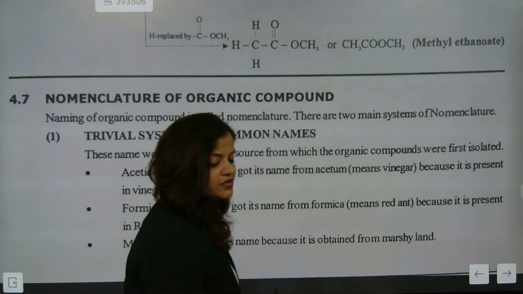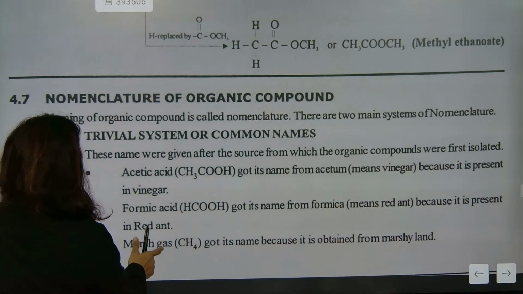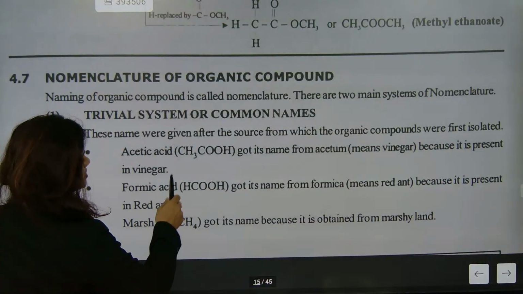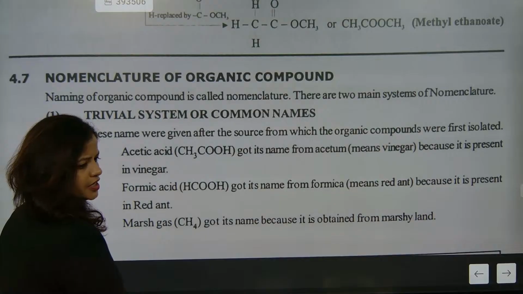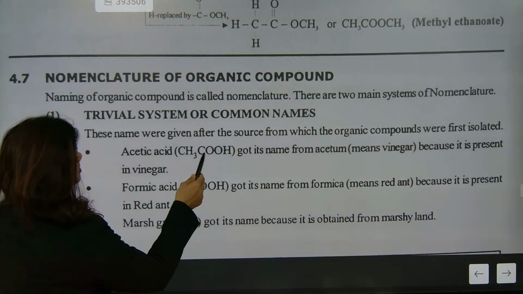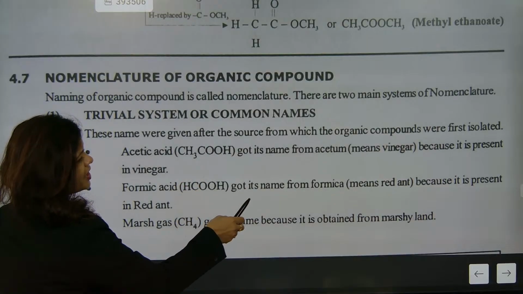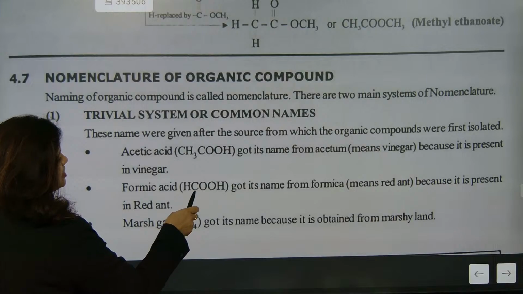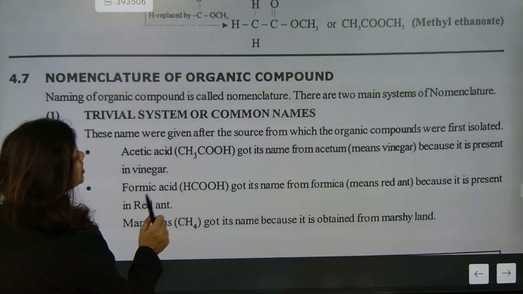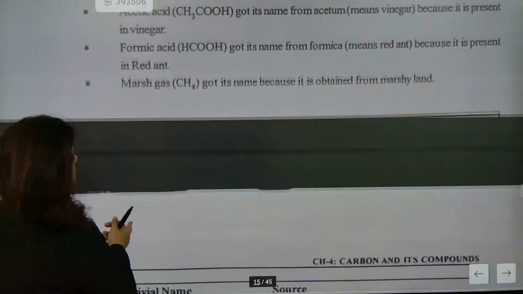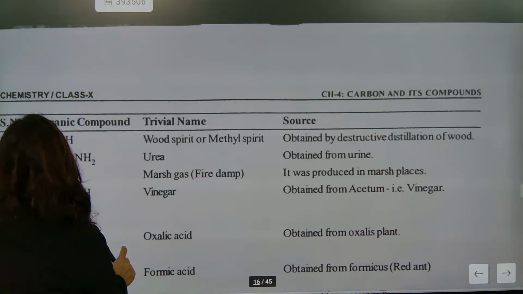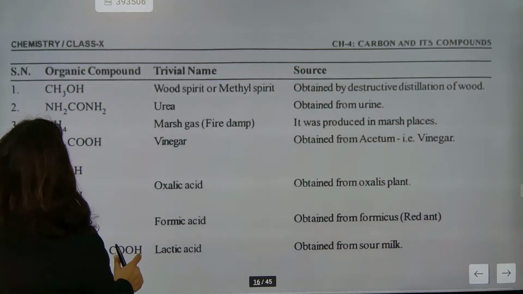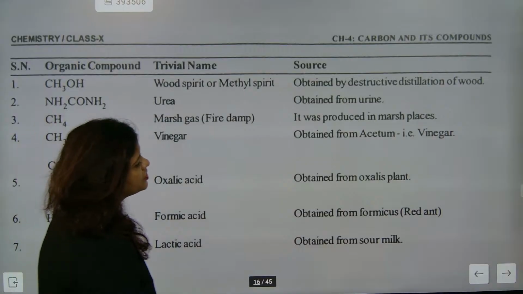So see, trivial system or common names. Just check this one out. Acetic acid, vinegar, that is acetic acid. CH3COOH got its name from acetum. Then formic acid, HCOOH. So we are going to start with carboxylic acids.